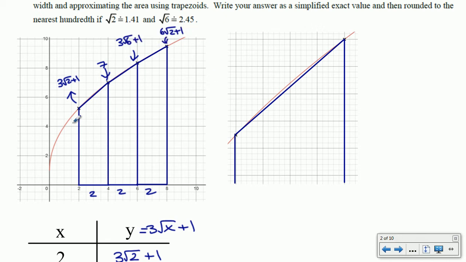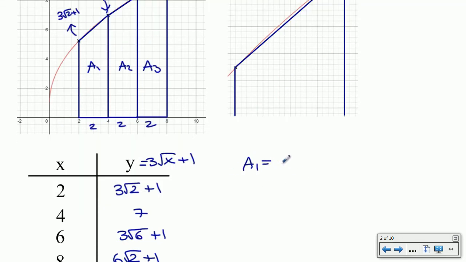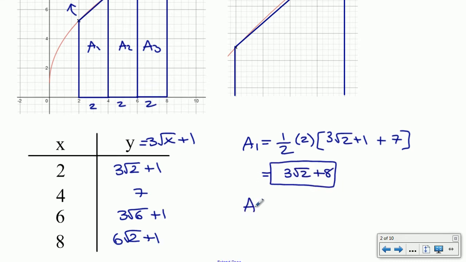Now that we have those, we can figure out the area of each of these trapezoids. So area 1 is going to be 1/2 times the height, which is 2, times b1 plus b2. So it'll be 3 root 2 plus 1 plus 7. Now 2 divided by 2 is 1, so we're left with basically just this. So it'll be 3 root 2 plus 8. So area 2 is going to be 1/2 times h, which is 2, times b1, 7, plus b2, 3 root 6 plus 1. So this will simplify to give 3 root 6 plus 8.